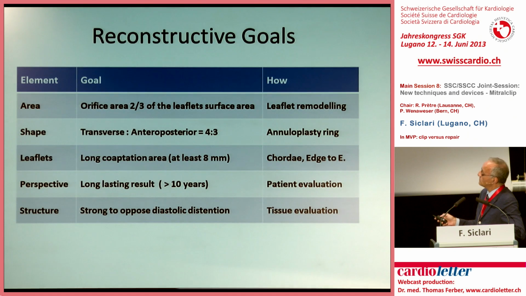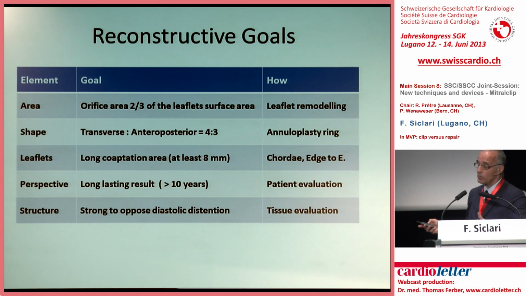What we have learned in these long years of studying the pathology of the mitral valve from the surgical point of view is that we have to reconstruct the valve. Then we have some goals in some elements. The elements are the area, the shape, the leaflets, the perspective, and the structure. And the goal is the orifice area should be 2/3 of the leaflet surface area. The shape should have a ratio between the transverse and the anteroposterior diameter, a long coaptation area, and a long-lasting result, which we want to achieve.